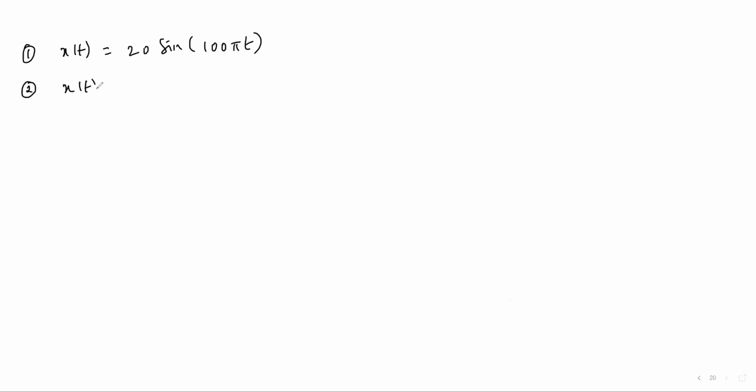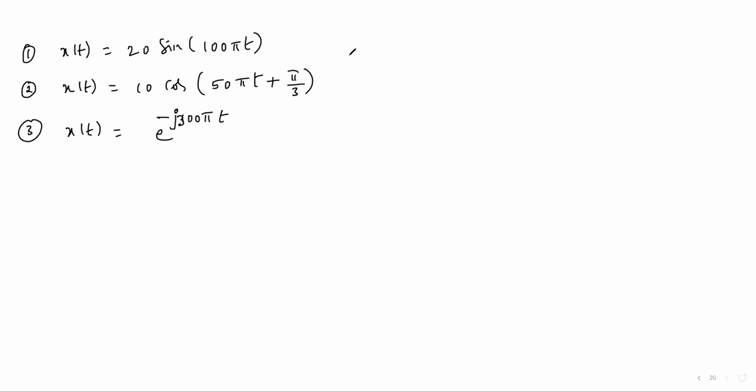Similarly, if x of t is 10 cos(50 pi t plus pi by 3), find the time period of this signal. In the same way, e to the power of minus j 100 pi... let us take 300 by t, already 100 by t given.